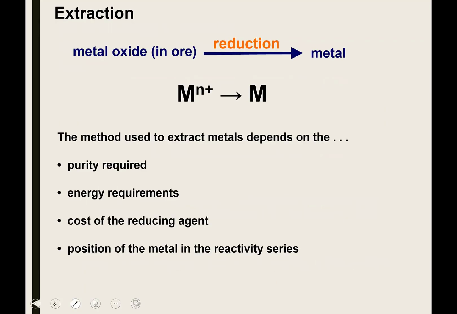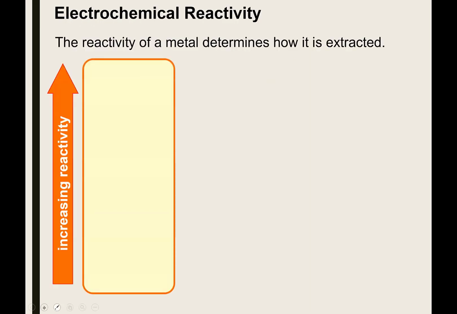After the pretreatment, you will take the metal compound that you obtained and put it through an extraction step, which is typically a reduction step that transforms the metal ions into the reduced metal form. This reduction step can be achieved using several methods depending on the purity of the starting material, the energy requirement needed for the reduction to take place, the cost of the reducing agent, and the position of the metal in the reactivity series. The reactivity series determines how reactive your metal is and how possible it can be extracted or reduced.